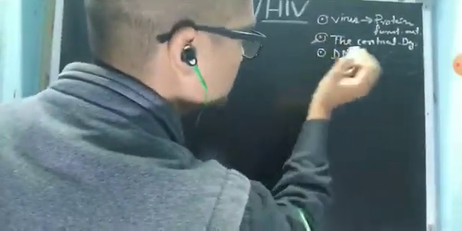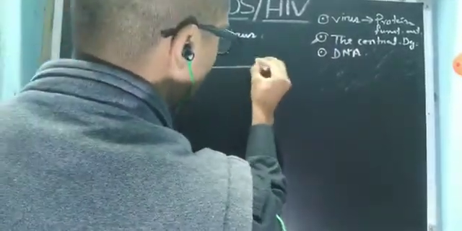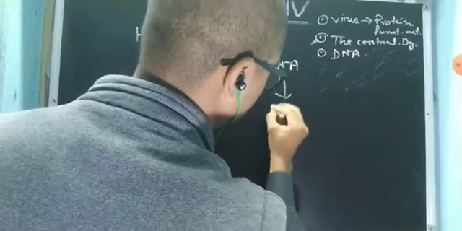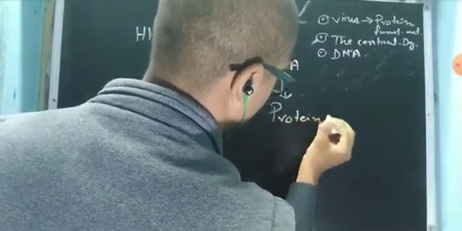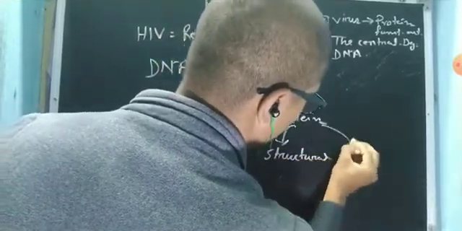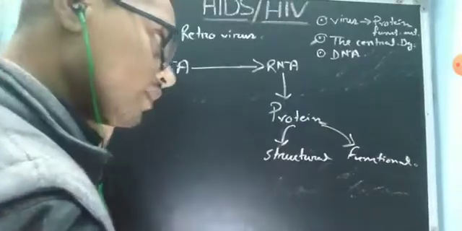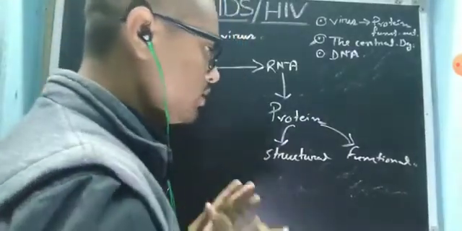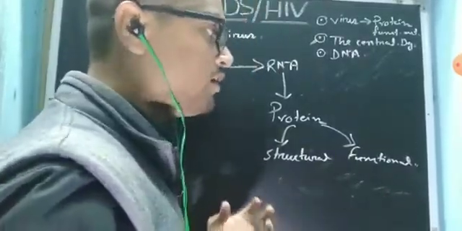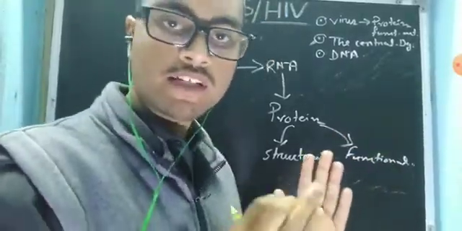Now, the second thing, the central dogma process. DNA will convert into RNA, and from RNA they will produce some protein. Now, protein may be structural protein or it may be functional protein. Structural protein is the kind of protein which is necessary for our body building, and functional protein is the kind of protein that is necessary for our activities, like enzymes. Enzyme is a kind of functional protein, and collagen is an example of structural protein.